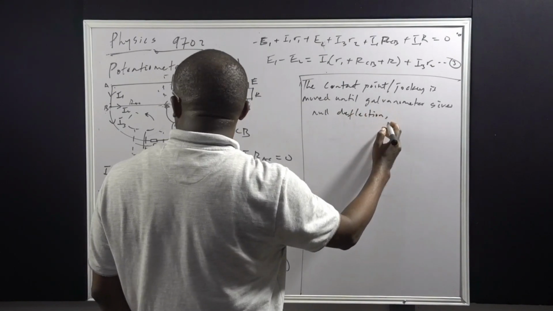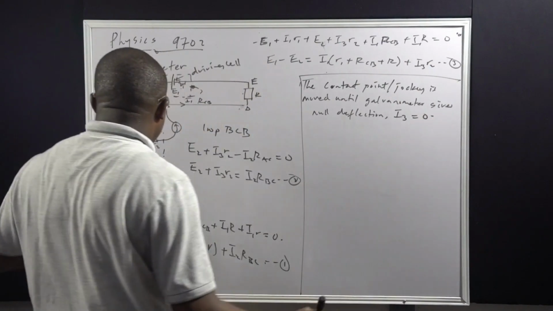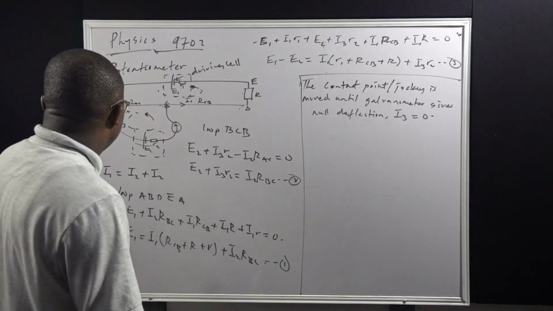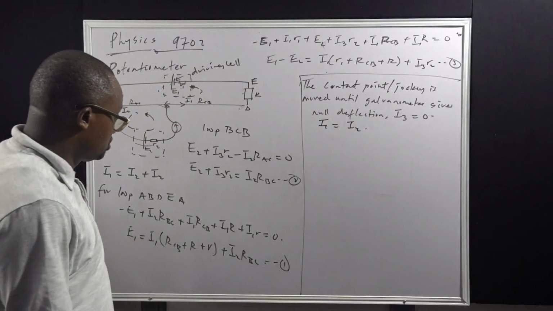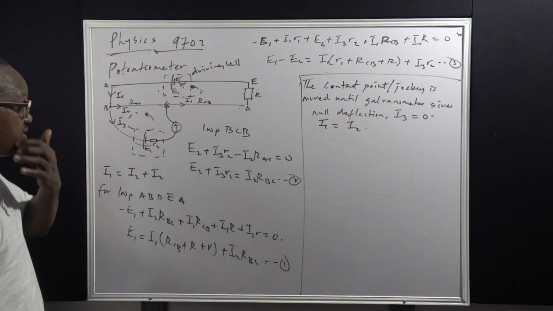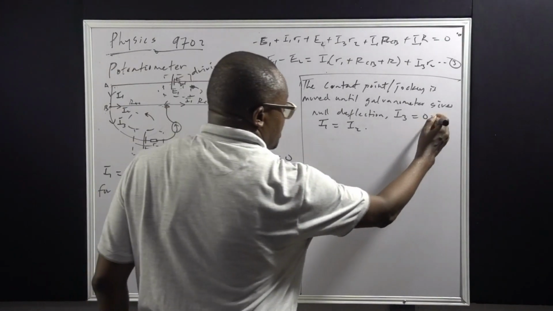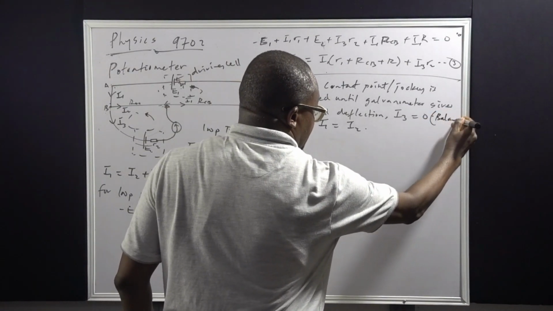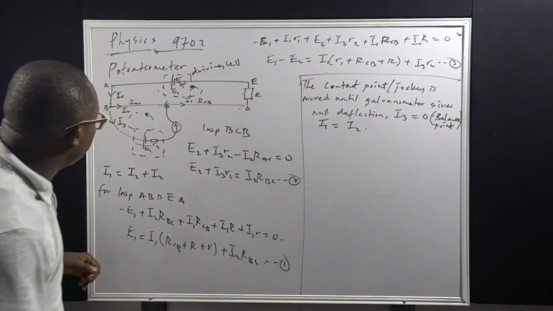If the galvanometer gives null deflection, that means that I3 is equal to 0. There's no current in this wire, so that I1 is equal to I2. This point is called the balance point. Why is it called the balance point?